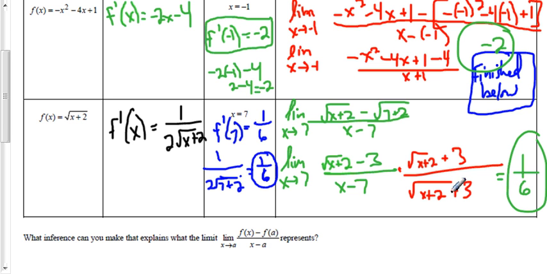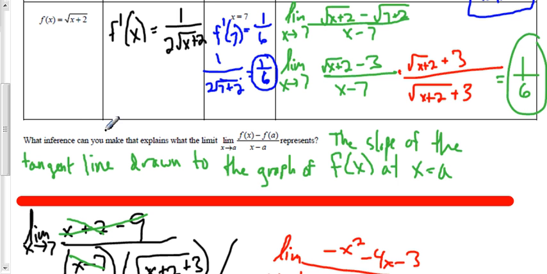So now I want to be able to say, what can we come up with? We're talking about the limit of f of x minus f of a all over x minus a as x approaches a. What does that represent? And we're going to find out that this is the alternative form of the definition of a derivative. So the last part of this page, what does it represent? It represents the slope of the tangent line drawn to the graph of f of x at x equals a. And I believe we only have the definition of the derivative, then the alternate form of that, and then we are done.